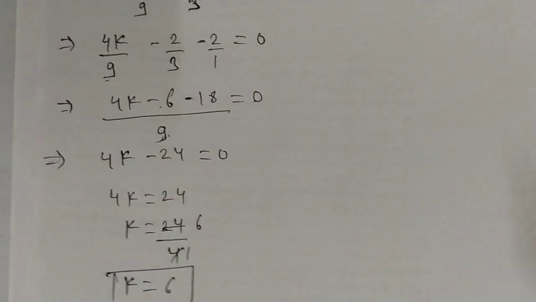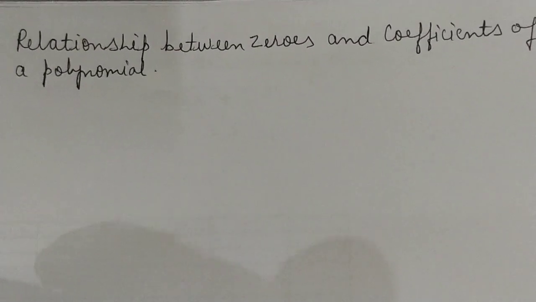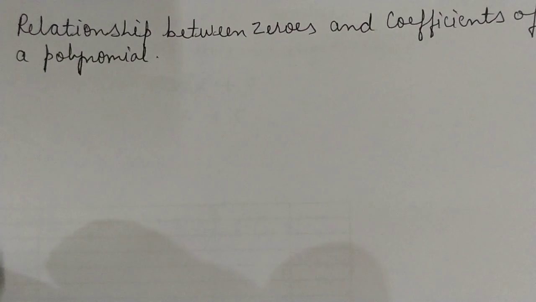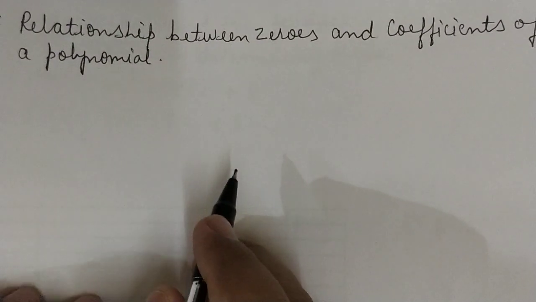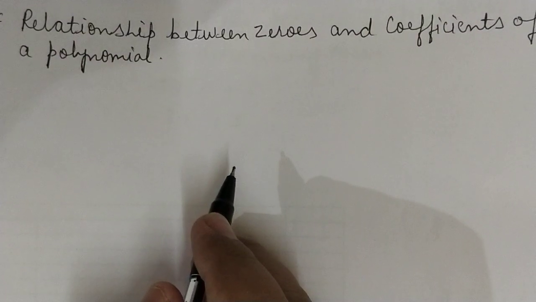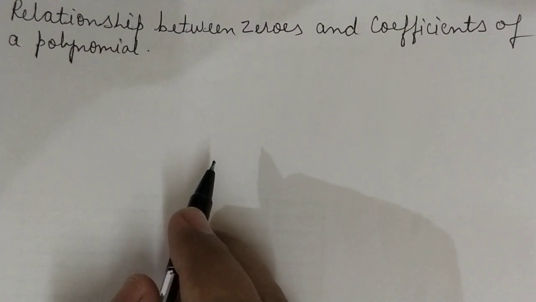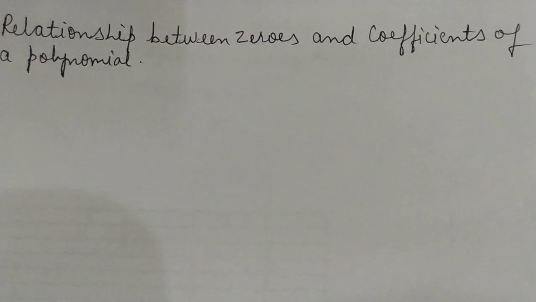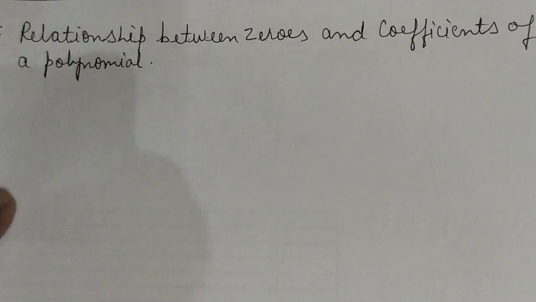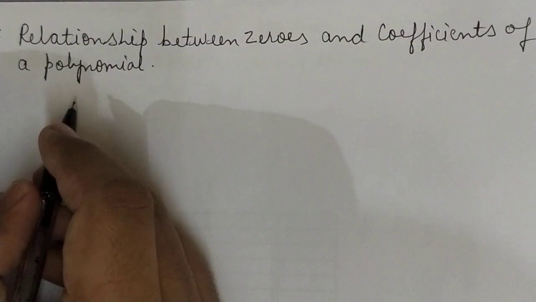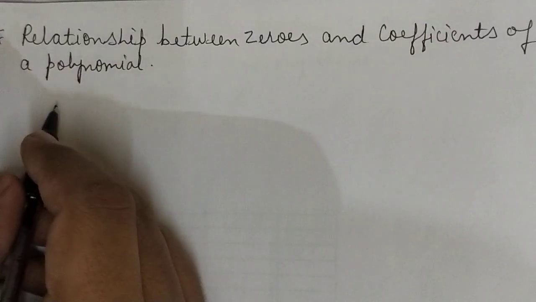Now let's move to our next topic, that is relationship between zeros and coefficient of a polynomial. Now see here, this is a very important topic from the point of view of your final exam. This is a very important topic.